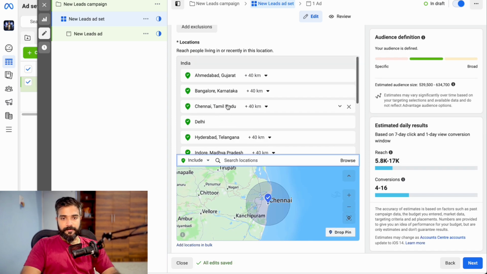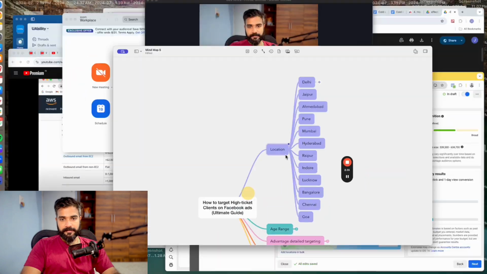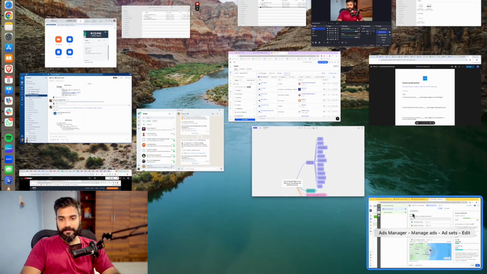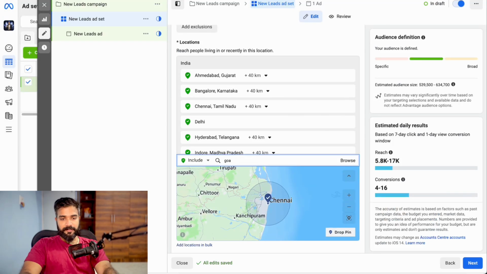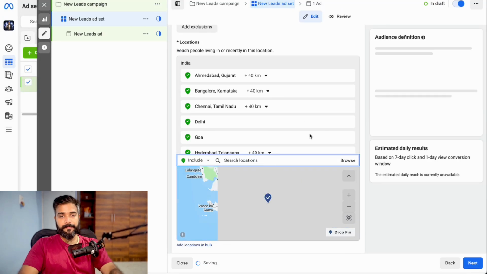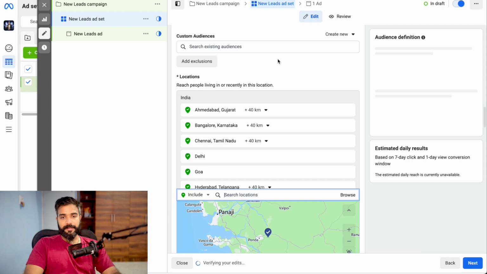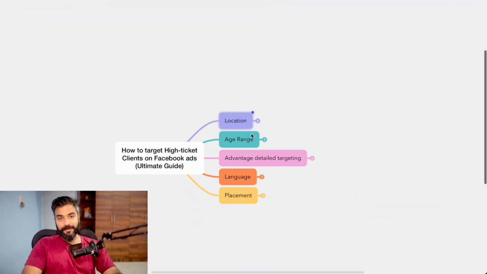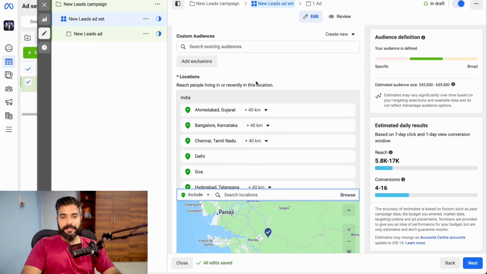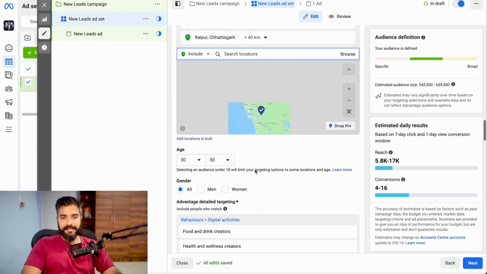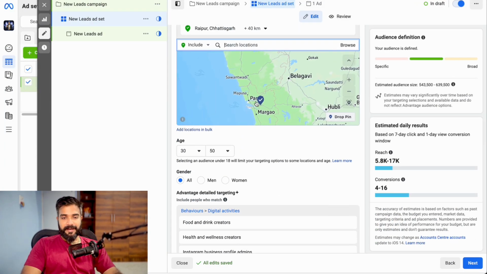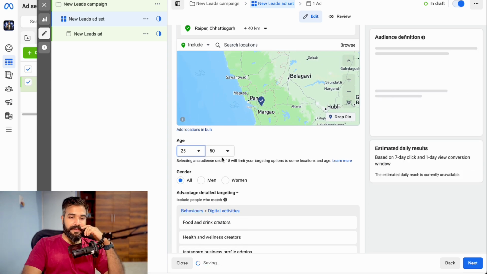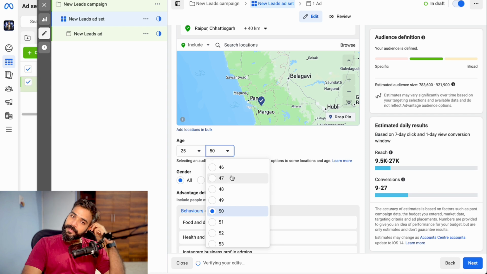So did I miss anything else? Indore, Lucknow, yeah. Goa, yeah, sorry, Goa. Goa is another good one. So these are the top locations. Now, let's go into the age range. Among these locations, what I've personally found is that people of this age, 30 to 50, are the highest bias. In fact, we can play around a little bit between 25 to 50 or 25 to 45 ish.